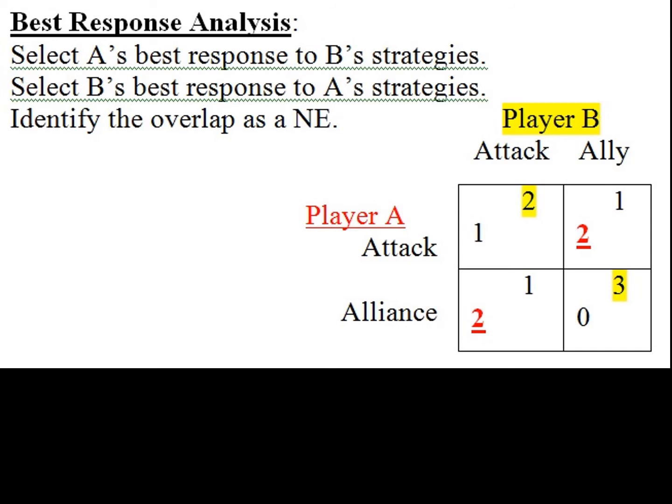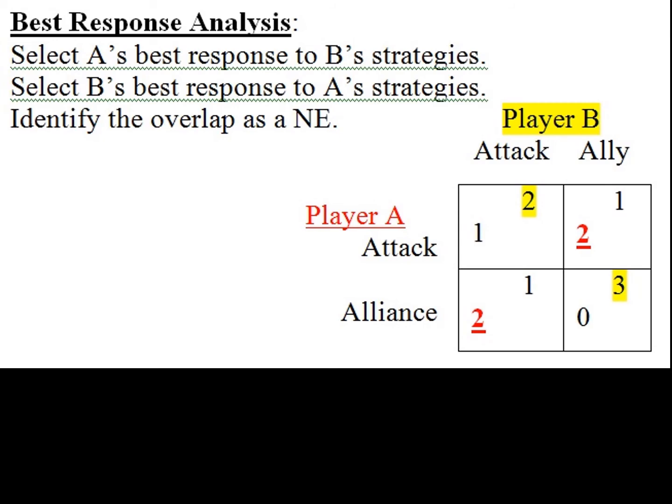To do this, we would select A's best response to B's strategies. So B's got 2 strategies, attack and ally. So as part of B's attack column, player A has a choice between a 2 and a 1 payoff, and we'll pick the red 2, which is a part of their alliance choice. As a part of player B's ally column, player A has a choice between 0 and 2, and so player A would choose the red 2. So that's the 2 red 2s.